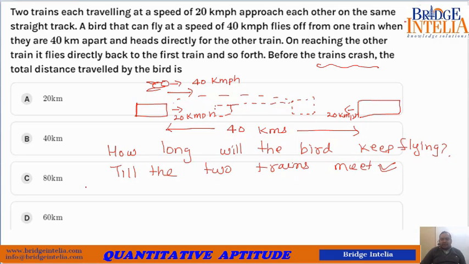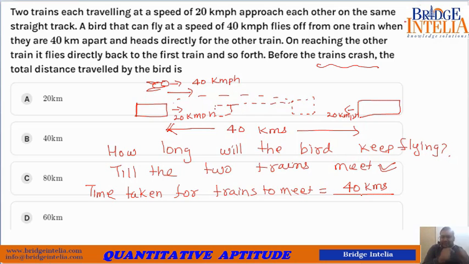So how long? Time taken for trains to meet. What is the target? When this whole flying thing started, the initial gap between the two trains was 40 kilometers. So this was the target given to both the trains. They were told that you have to meet.